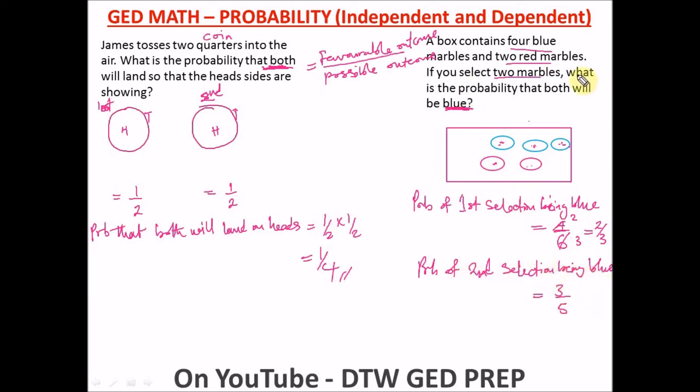Now we're looking for what? The probability that both will be blue. So it will be this times this. So you write here, probability that both will be blue is equal to what? 2/3 times what? 3/5. Here we cancel out and we're left with what? 2/5. Okay, so this is the answer for this question.